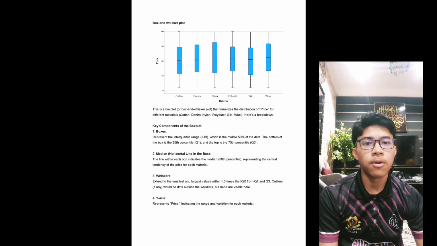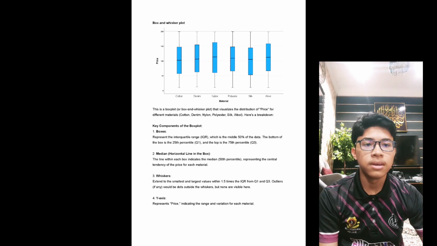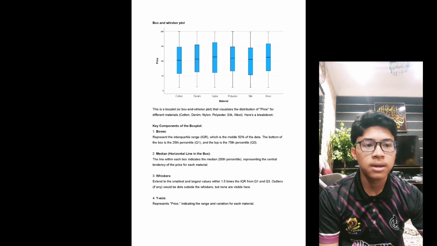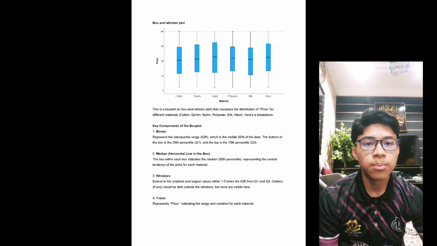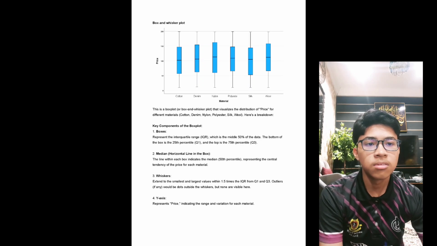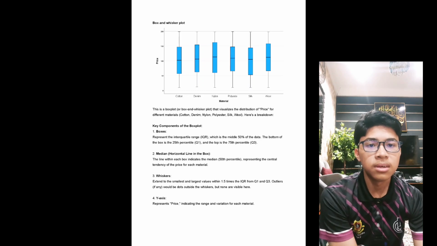Lastly, the box and whisker plot. This is a box plot, or box and whisker plot, that visualizes the distribution of price for different materials: cotton, denim, nylon, polyester, silk, and wool. Here's a breakdown of the key components of the box plot. First, boxes represent the interquartile range, which is the middle 50% of the data. The bottom of the box is the 25th percentile, and the top is the 75th percentile.